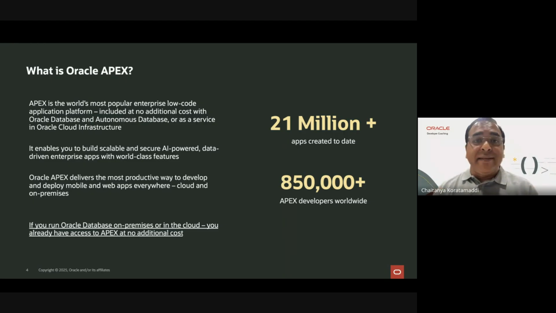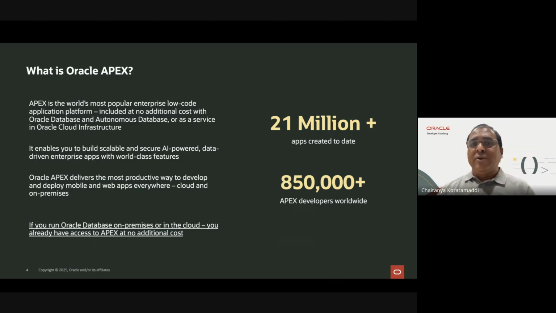Essentially, you should just understand where Apex is available. Apex is available with Oracle Database. Apex is typically an Oracle Database feature. If you have Oracle Database, you already have Apex with you. And Apex runs on database both on-premises or in the cloud, right? If you have a database, you already have Apex with you.